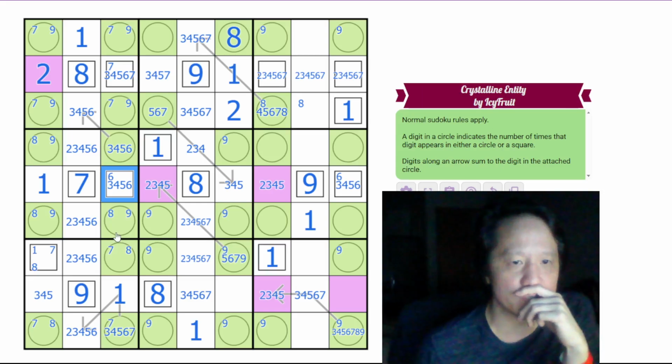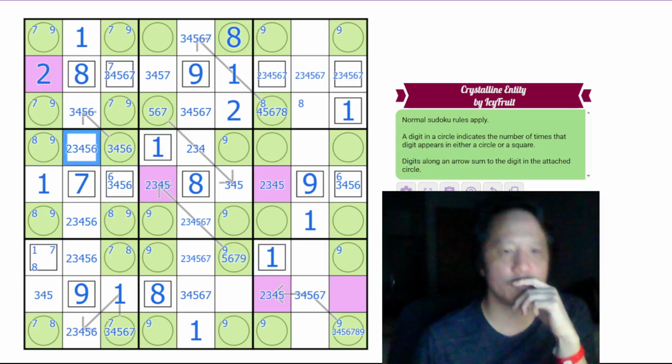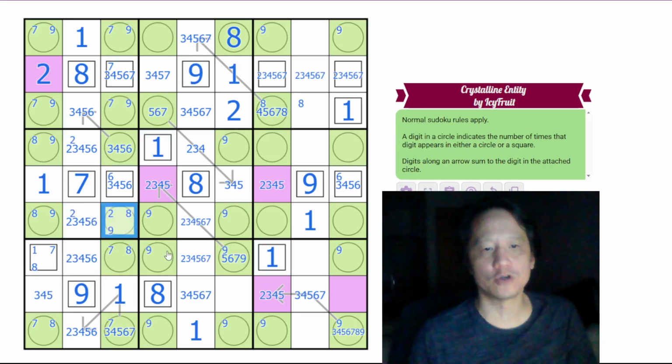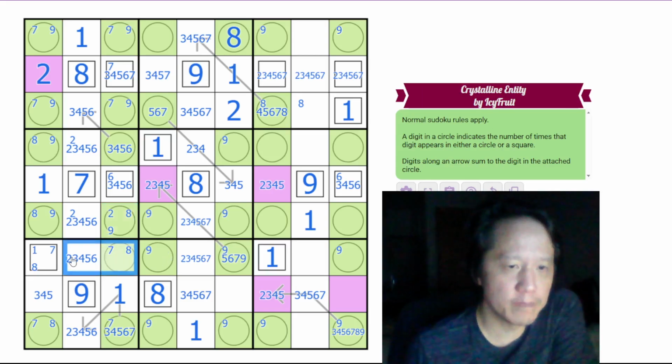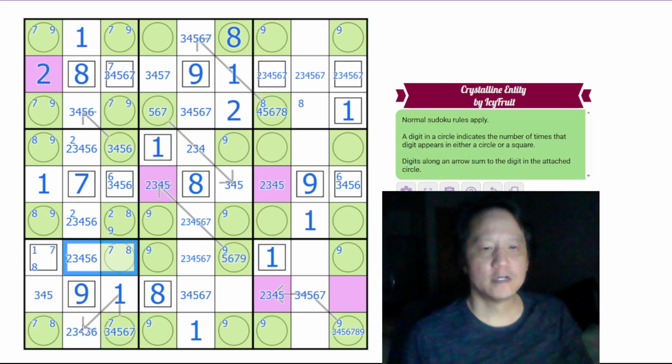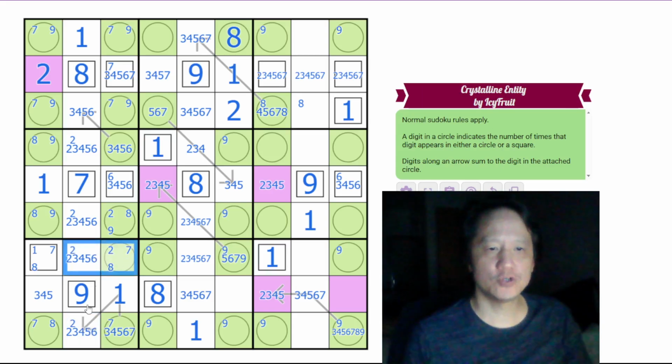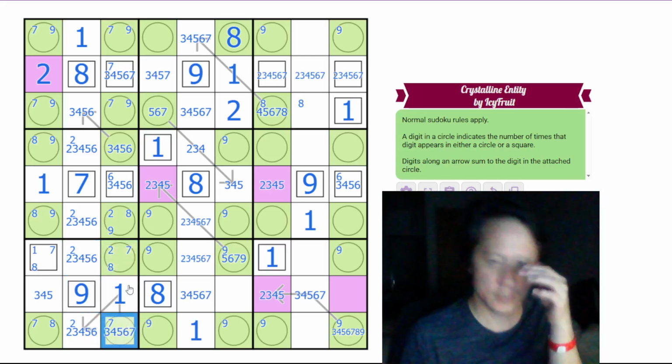That's interesting. So in box 4, 2 has to be one of these 3 cells. We don't know which. In box 7, 2 has to be in one of these 3 cells. We also don't know which.